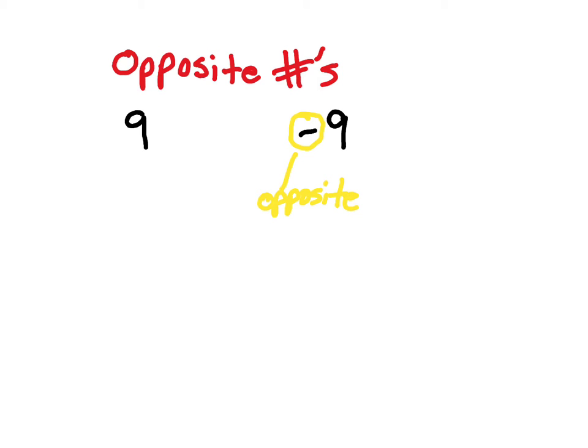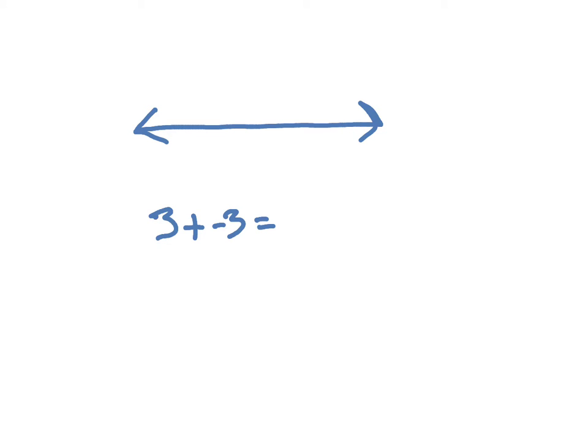Okay? So when we were talking about the number lines earlier, and we said that if I am adding 3 plus negative 3, these are opposite numbers, okay? That means, again, I'm at 0. Here's 3. Here's negative 3.